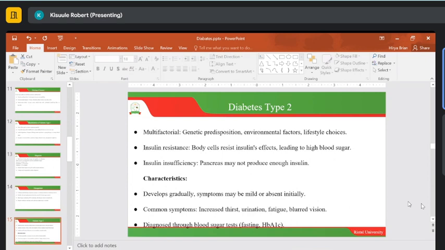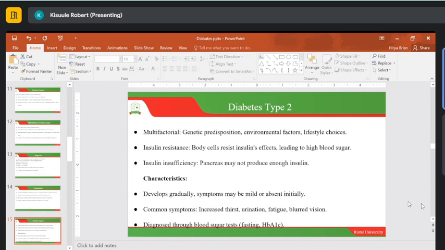But for this type 2 diabetes, really we are looking at where the body cells resist insulin effects, okay, leading to higher blood sugar, and also insulin insufficiency. Looking at the pancreas, it may not be able to produce enough insulin for the amount of glucose that you have in your blood. And we are saying its characteristic is that this develops gradually.